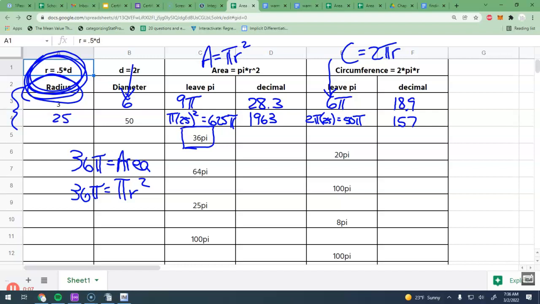And then what do you notice about the pi's? What happens to the pi's on each side? Can I just cross those out? You've got pi, so if you divide both sides by pi, they just go away. Which means you have r squared equals 36. Then how do you get rid of r squared? Square root it. So then your r in this case would be 6. And once I know 6, everything kind of flows from there. That makes sense, right? Did you get to 6?